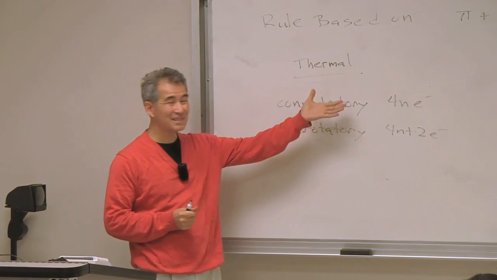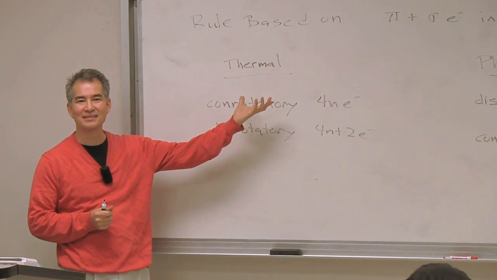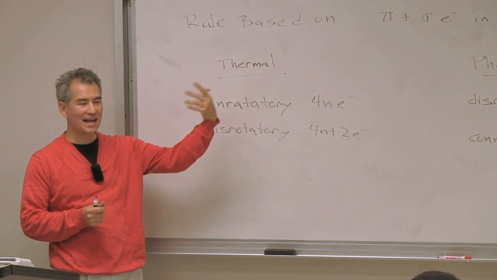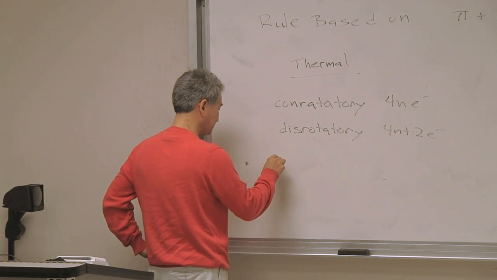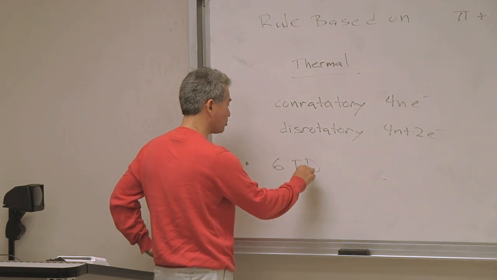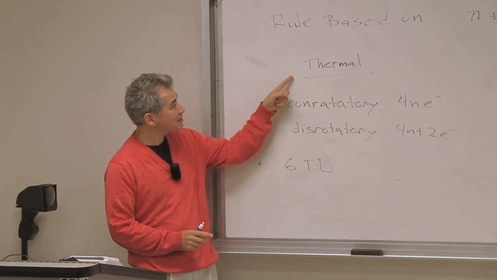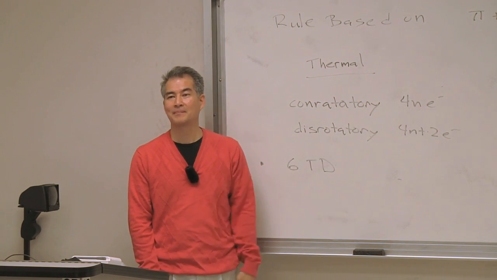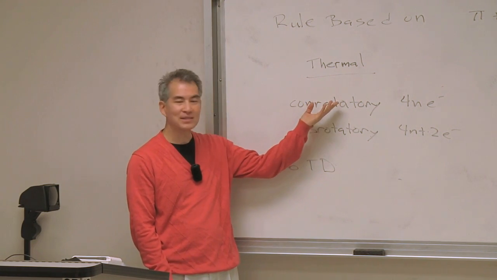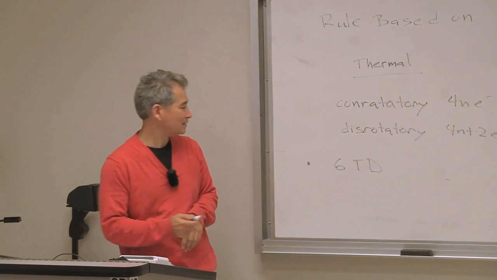Now, you really only need to memorize one example. And you can back out all the rest of the rules. And there's all kinds of mnemonics for this. Here's one, 6 points for a touchdown. 6 electrons is thermal and it's disrotatory. If you know that, you can subtract 2 electrons and learn the rest.